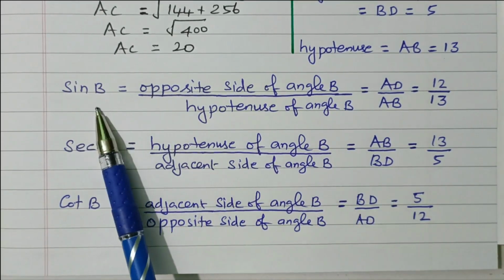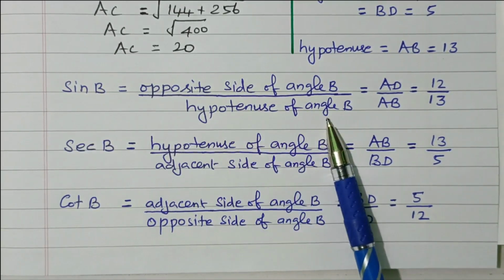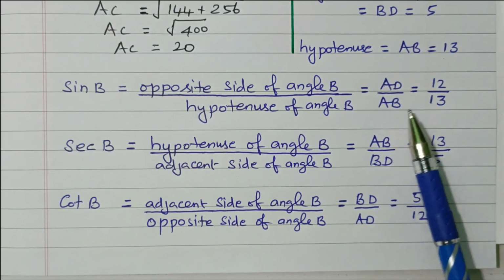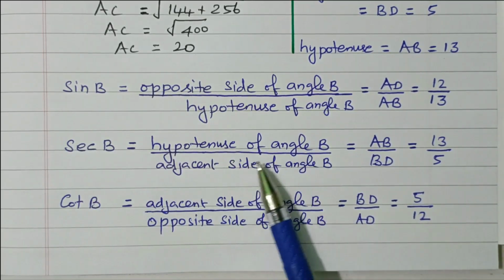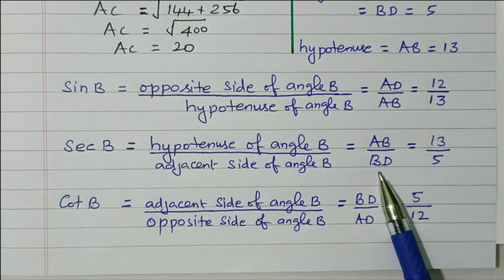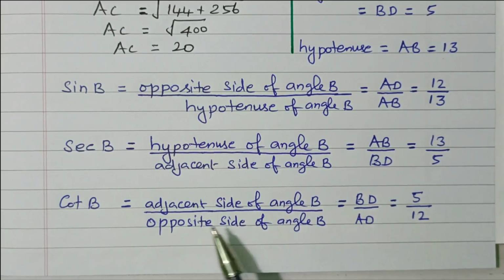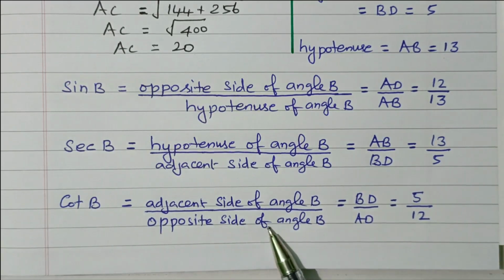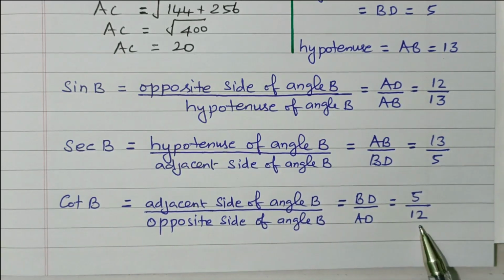Right? So sin B equals opposite side of angle B divided by hypotenuse of angle B. That is nothing but AD divided by AB, so that is equal to 12 by 13. Secant B equals hypotenuse of angle B divided by adjacent side of angle B. Hypotenuse is AB, adjacent side is BD. AB divided by BD, that is 13 divided by 5. Then cot B equals adjacent side of angle B divided by opposite side of angle B. That is BD divided by AD, 5 divided by 12.